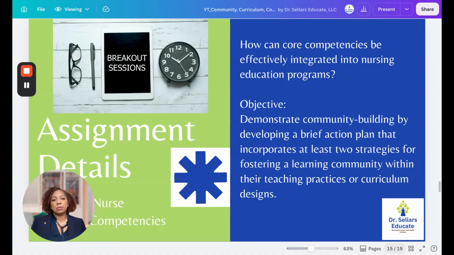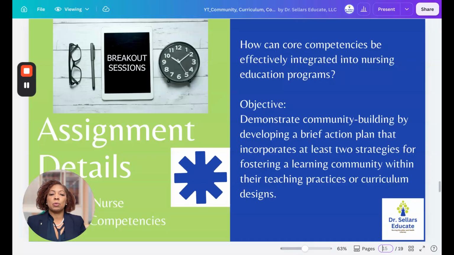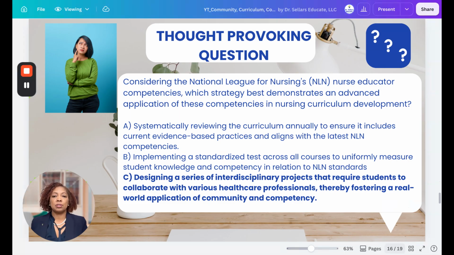You're going to be able to demonstrate a community building process by developing a brief action plan that incorporates at least 2 strategies to foster this supportive learning community that we talked about. All right, so that's one example of a strategy that you can use. If you chose C, congratulations, designing a series of interdisciplinary projects is the correct answer. Now let's talk about why.